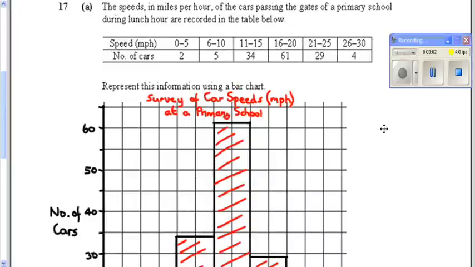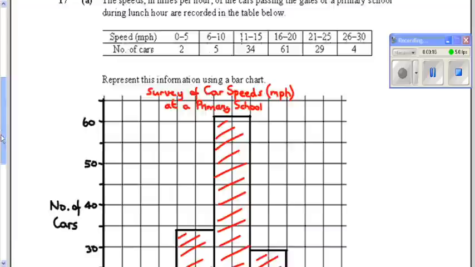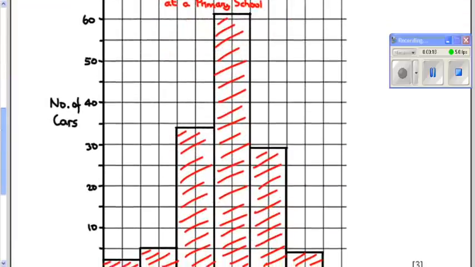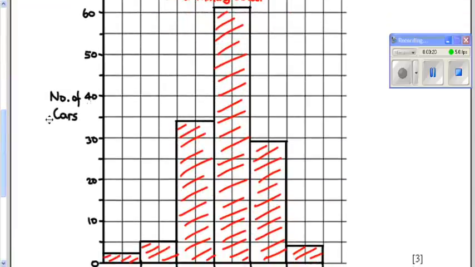Okay, for 17a then, the key thing here is to get your scales correct, to get your labels correct, and make sure that your bars are to the correct height. So you can see I've done the vertical scale. Number of cars is the label, and we're going up in tens. So make sure that your scales are done correctly there, 10, 20, 30, 40, 50, 60.